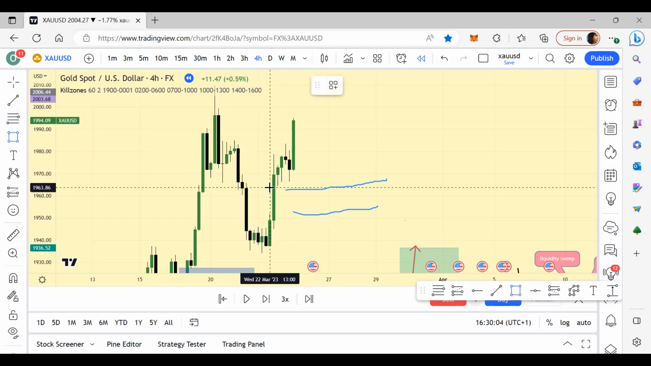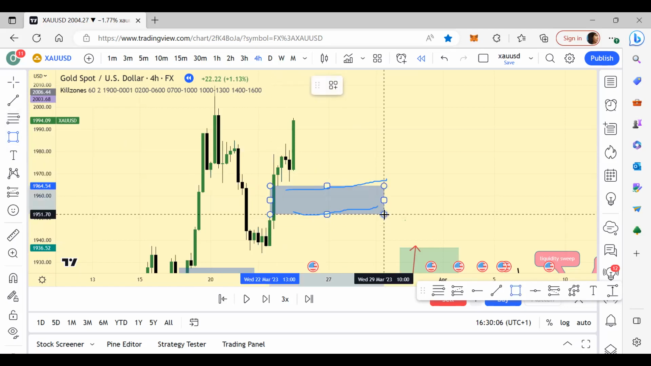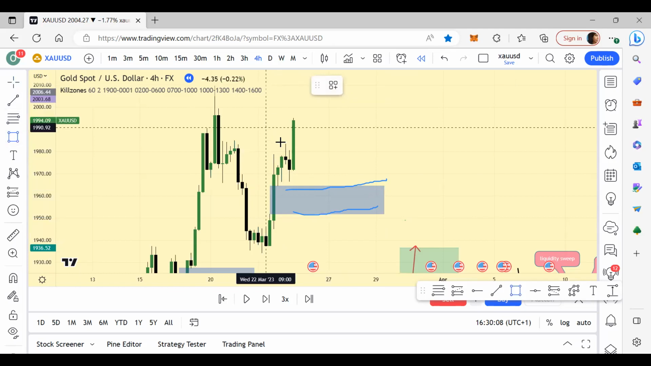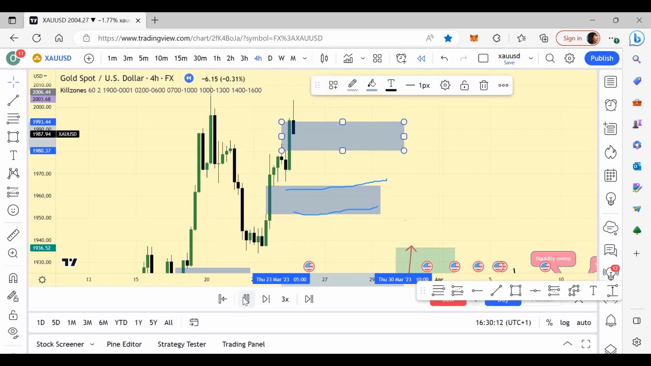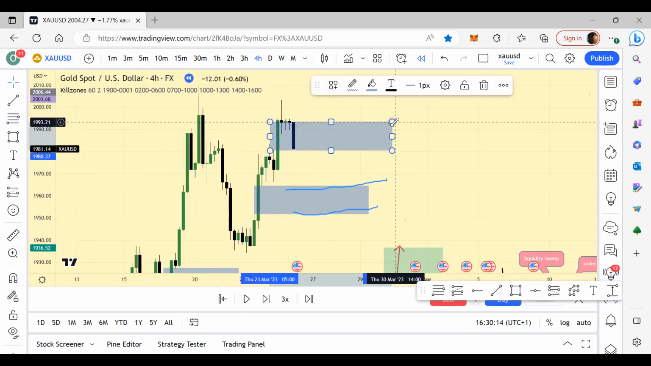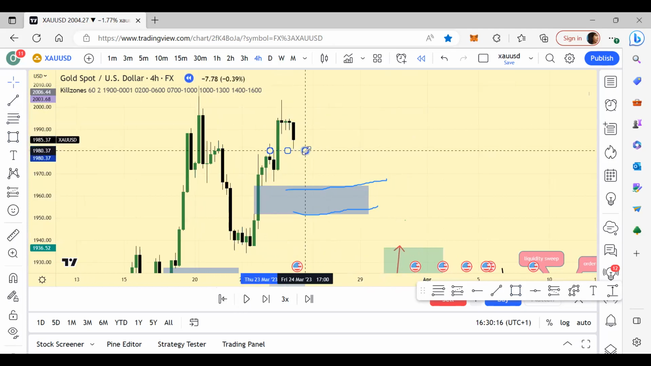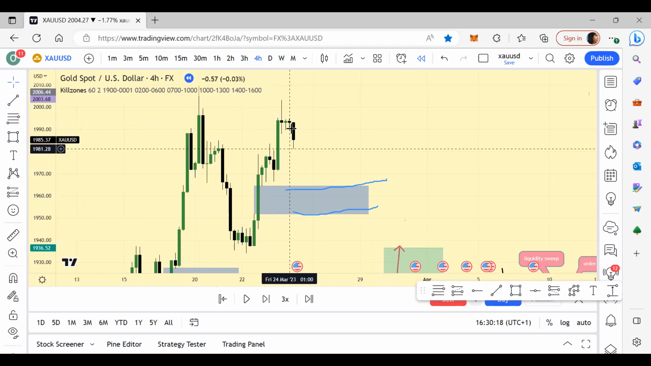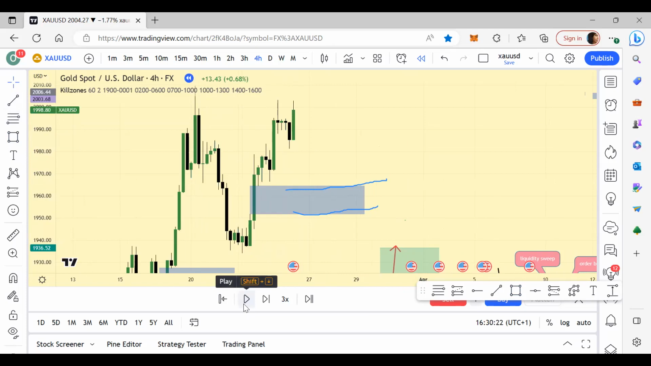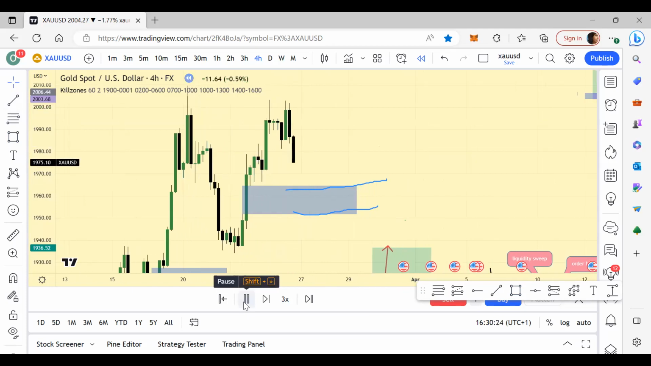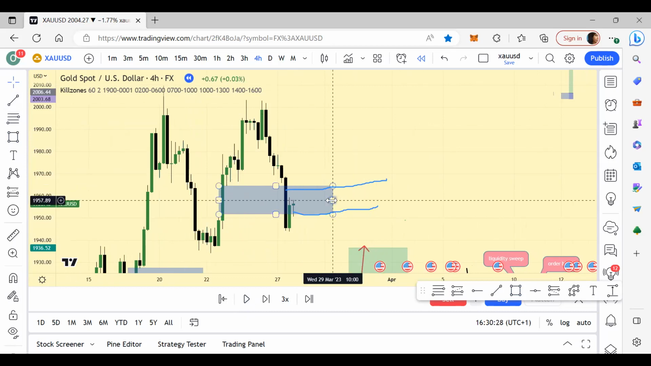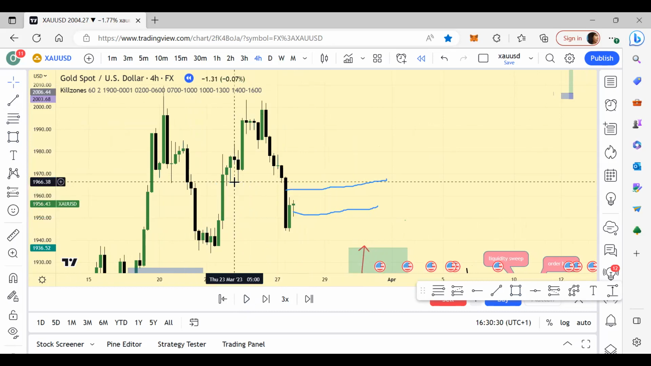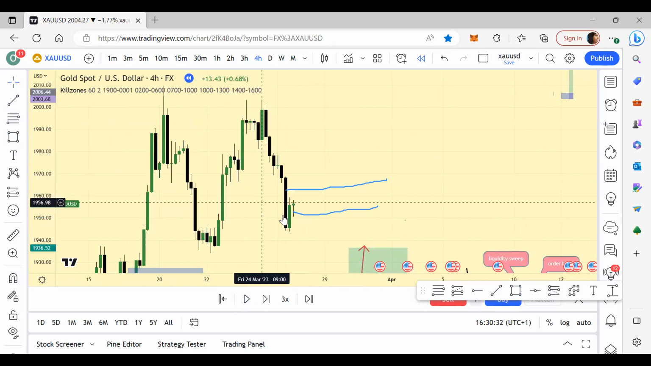Great, that is it. Exactly. This is the imbalance here. And obviously we have an imbalance here as well, until price decides to fill it up and it no longer becomes an imbalance. There's no more imbalance there. The price has filled it up. Okay, and price has now filled this one up. So there's no longer an imbalance. It's no longer called an imbalance. So it's filled it up.